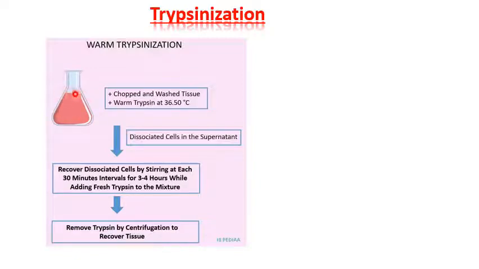After that you can see dissociated cells in the supernatant, which is the upper part of the solution. You collect it and again add fresh trypsin to the mixture, and this procedure is repeated for about every 3 to 4 hours. And then you can remove the trypsin from the tissue with the help of centrifugation.